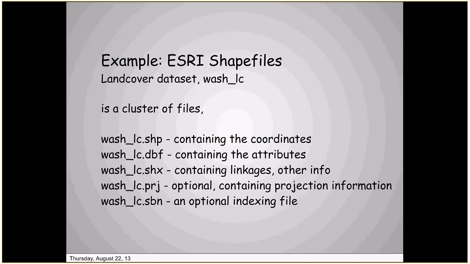It wouldn't know it was using meters or feet or whatever. So the projection file contains all that information, what units I'm using and where 0, 0 is in the real world, so that I can measure things with the file. So you can delete the projection file, or you can just not have a projection file, but your data really can't be used with any other data if you don't have a projection file or you deleted your projection file. Okay, and then the SBN is another optional indexing file.